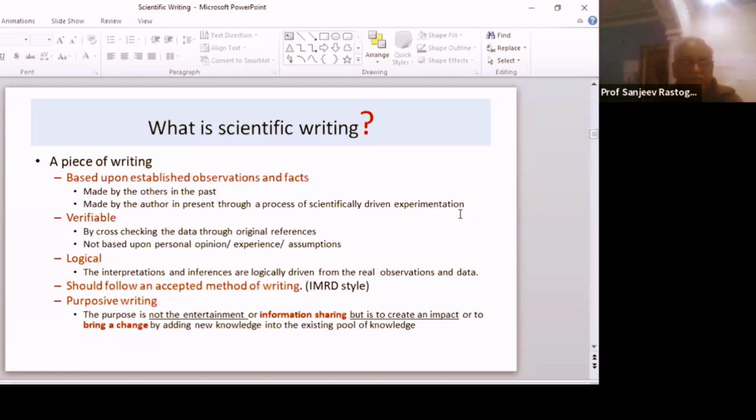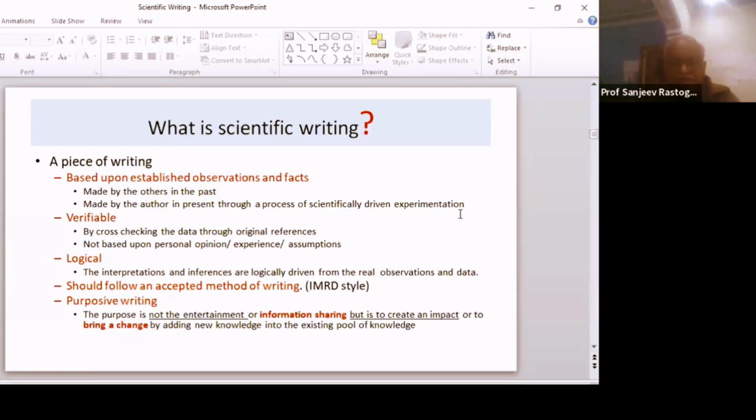So it should not be based upon personal opinion, experience or assumptions. It should be verifiable and it should be realistic data. Moreover, it should be logical. Another consideration of scientific writing is being logical.